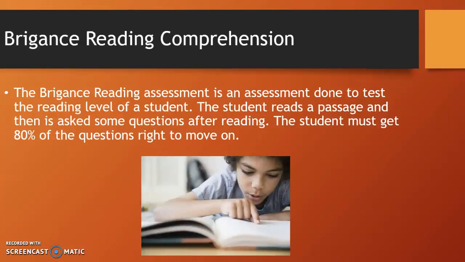Burgant's reading comprehension. The Burgant's reading assessment is an assessment done to test the reading level of a student. The student reads a passage and then is asked some questions after reading. The student must get 80% of the questions right to move on. A lot of the grade levels only have 5 questions, so the student must get 4 out of the 5 correct.